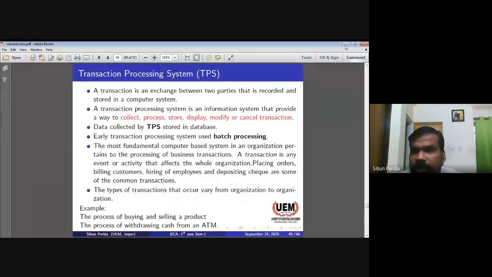Now, transaction processing system. Before this slide, I'll just open another slide. So let me cover that one first, then I'll come to here.